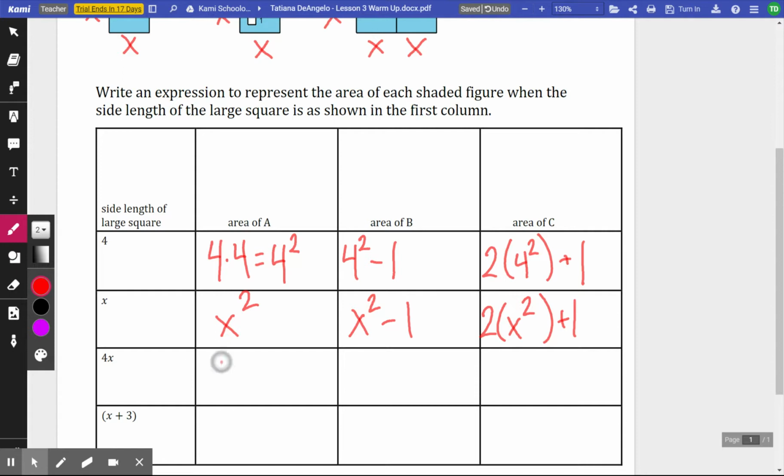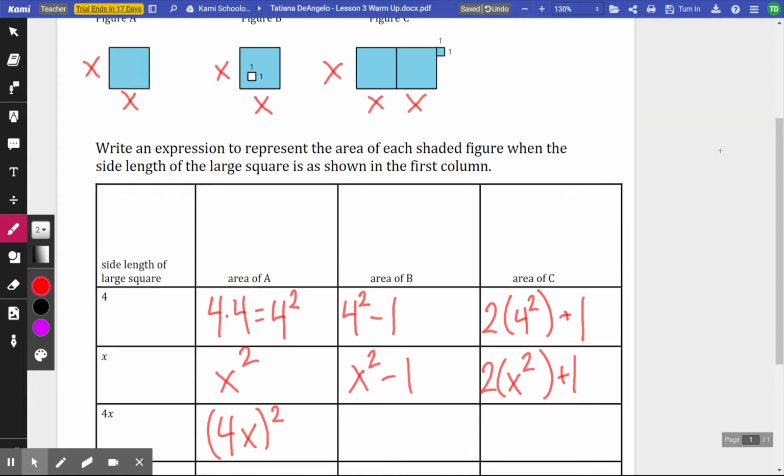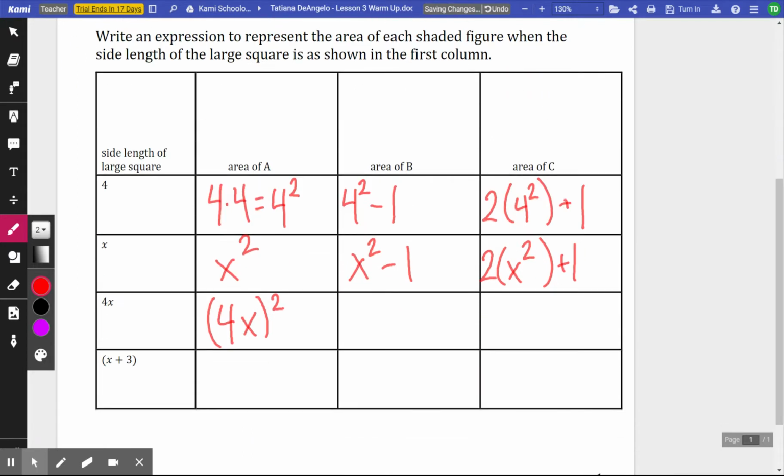Moving on, same thing. I have 4x multiplied by itself, so (4x) squared. Notice that I put 4x in parentheses. I didn't just straight up write 4x squared, and that's because here now it is 4x times 4x. So really, this is equivalent to 16x squared, because 4 times 4 is 16. x times x is x squared. So then for the next one, I'm going to get 16x squared, and then removing that one box, minus 1.